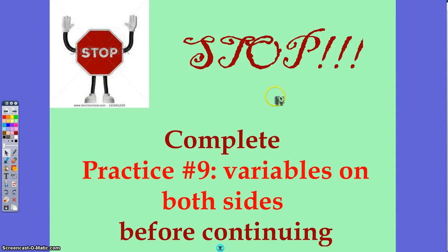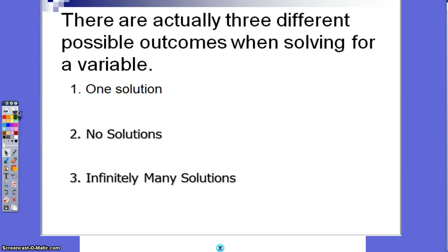All right, so now you're pros at solving equations when you have variables on both sides. Let's look at one more possibility that could happen. It doesn't happen a whole lot. So when we're doing algebra equations, there are actually 3 different possible outcomes that we could get.